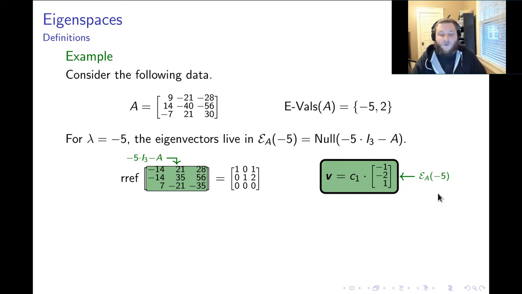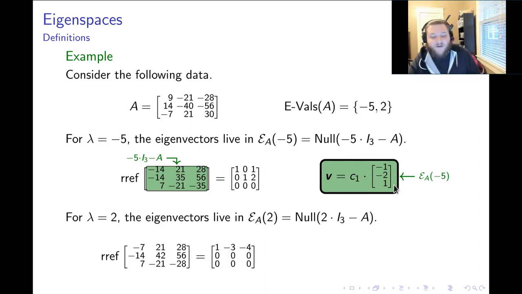So the way I would think of this is I would say that every eigenvector of A associated to lambda equals -5 is a scalar multiple of -1, -2, 1. What about the other eigenvalue? The other eigenvalue is lambda equals 2.